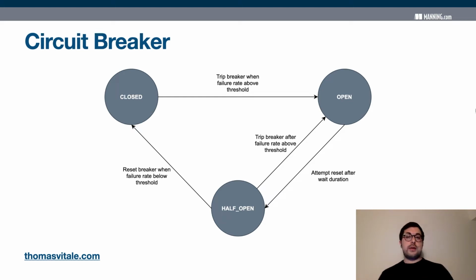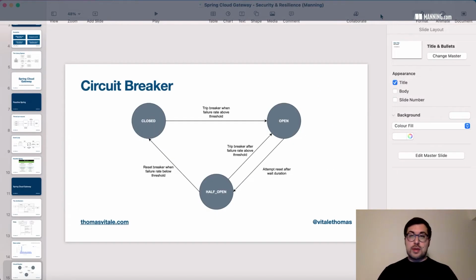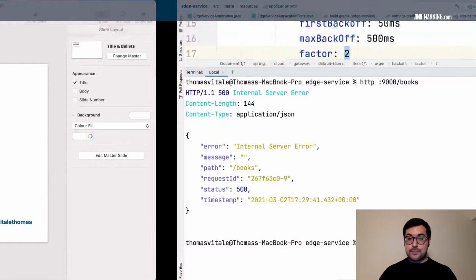Then after a while, it switches to the half open state. That is a sort of investigation state. So the circuit breaker will allow a few requests to be sent to the service downstream. If they're successful, then the circuit becomes closed again. Otherwise, it goes back to being open. Let's have a look at an example so that we can understand better how it works.